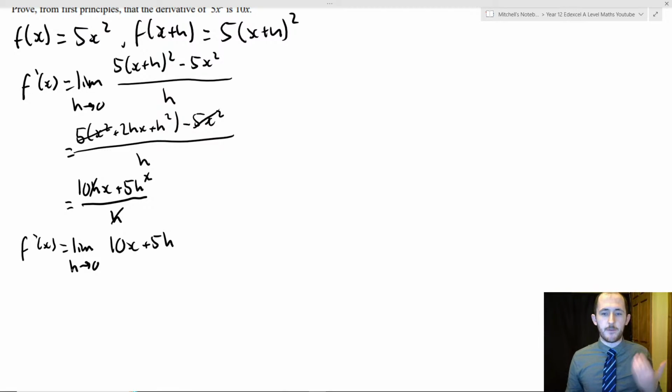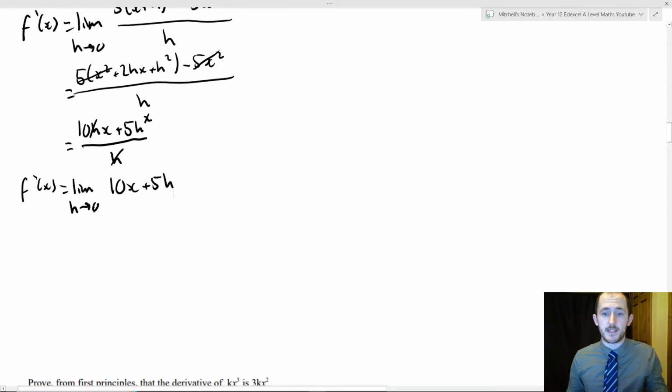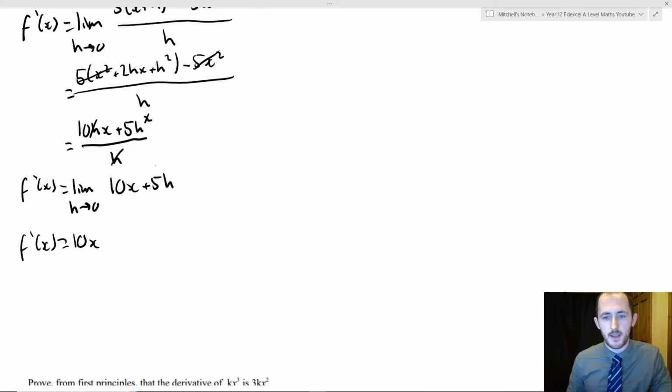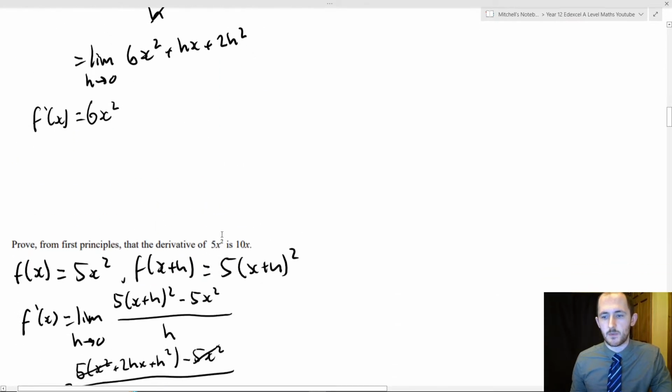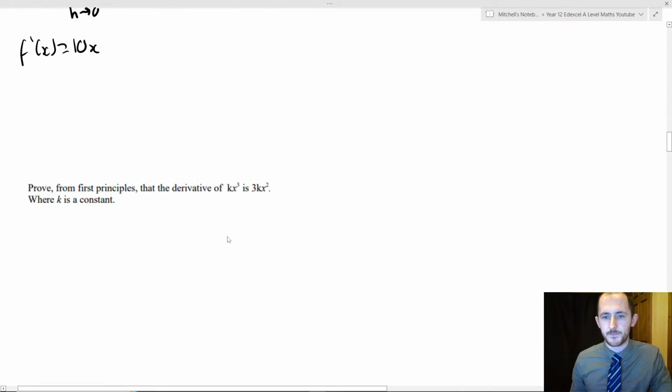So if I imagine that h is becoming 0, this term here is going to get smaller and smaller, while this term isn't going to change at all. Which means, as h approaches 0, we can say that this thing goes away, so f prime of x is simply equal to 10x, which once again is what they've asked me to show.